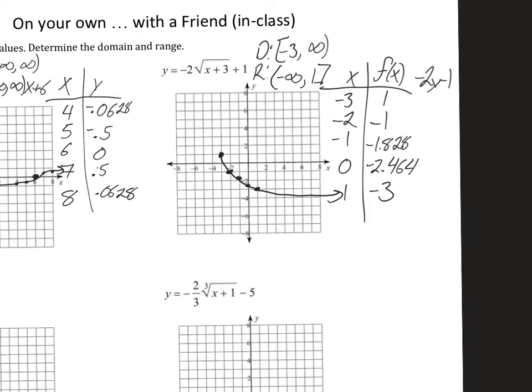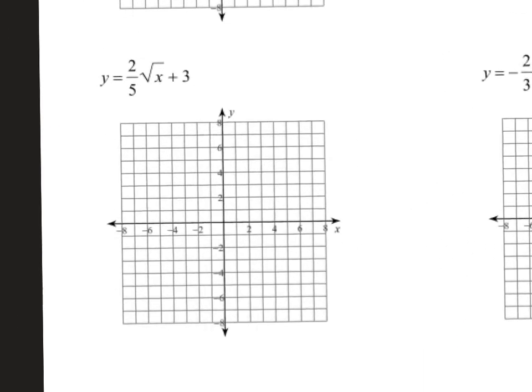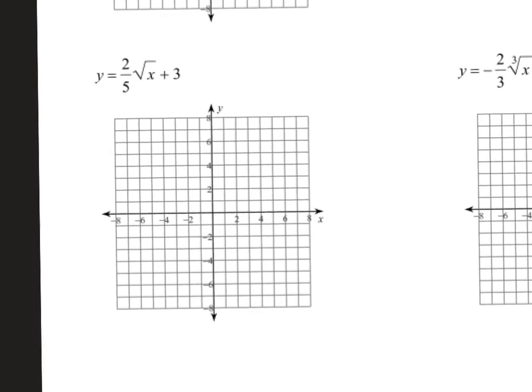Okay, so we should have gotten our domain is from -3 all the way to infinity, and our range is from -infinity all the way to +1. So at the top, it's at +1, it goes down forever. It starts at -3, and then it goes off to the right forever. So you should get something that looks like this. Okay, so I want you to go ahead and try the next one.